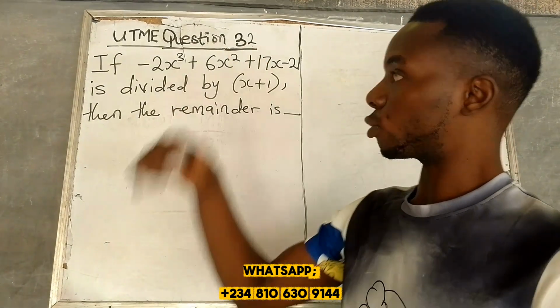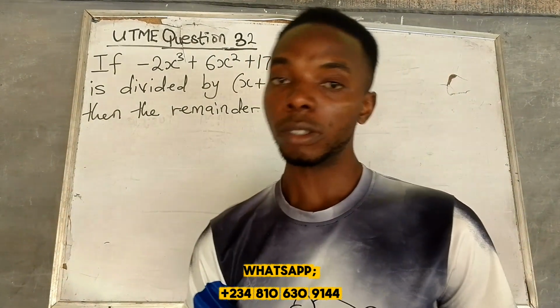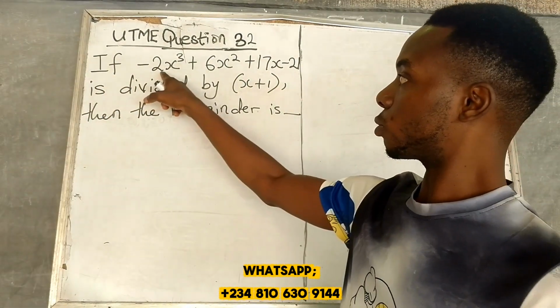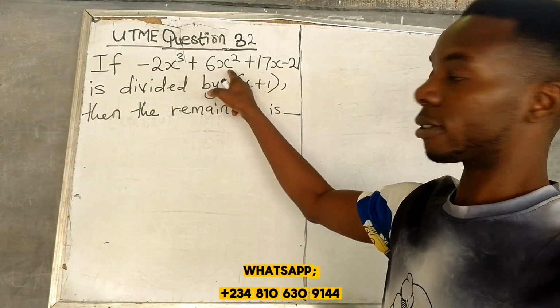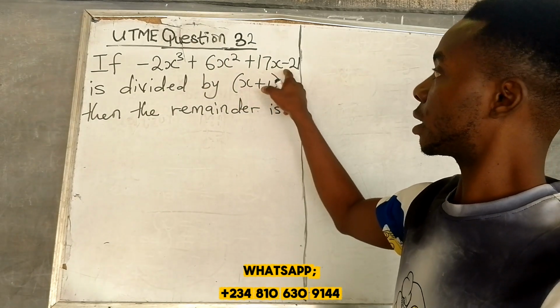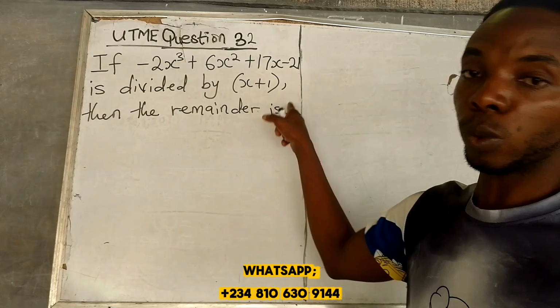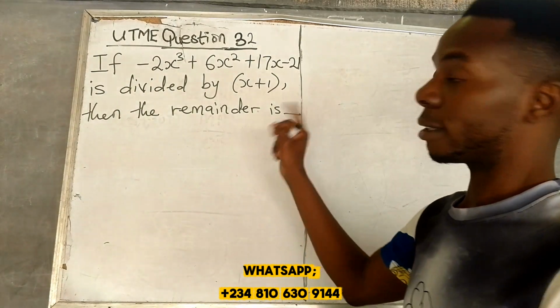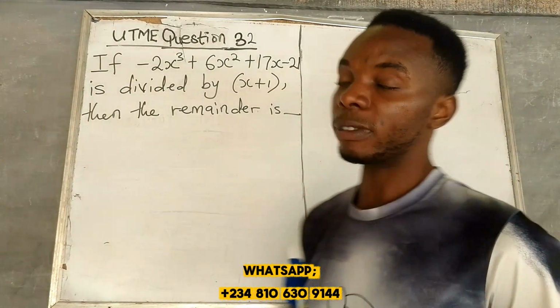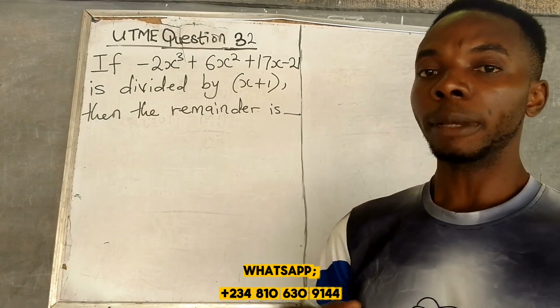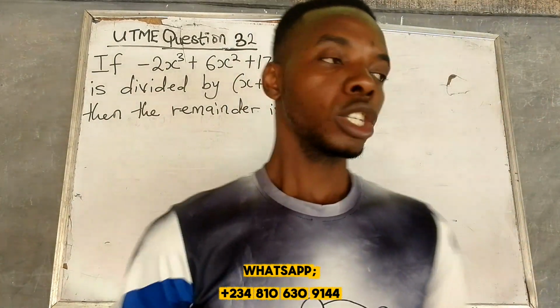This is number 32 for UTME questions. Now here, this question says that if minus 2x cubed plus 6x squared plus 17x minus 21 is divided by x plus 1, then the remainder is dash. Now we were told to find the remainder. To find the remainder, you use the remainder theorem, which is like this.